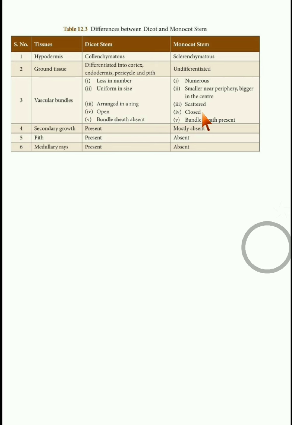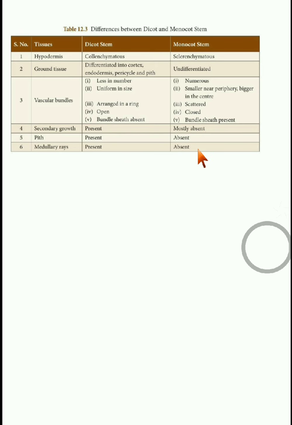In dicot stem, since cambium is present, the vascular bundle is considered to be open. Since cambium is absent, that is, secondary thickening is not seen in monocot, it is closed. Bundle sheath is absent in dicot, whereas bundle sheath is present in monocot. Already we have seen that around the vascular bundle a layer of bundle sheath is present in monocot stem. Secondary growth is present in dicot and mostly absent in monocot.